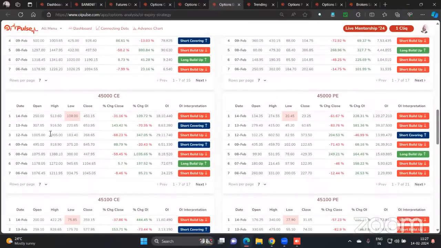What is the big clue which I'm looking for? The price moved from a low of 220 and went up to 916, closing at 650 odd levels yesterday. And if you see it today, it went to 108. Forget about today. But based on this data, Shiva, what will make you go on the call side? If you look at it, short covering from 29 lakhs to 8 lakh, that is 20 lakhs of position by the shorts have been covered.